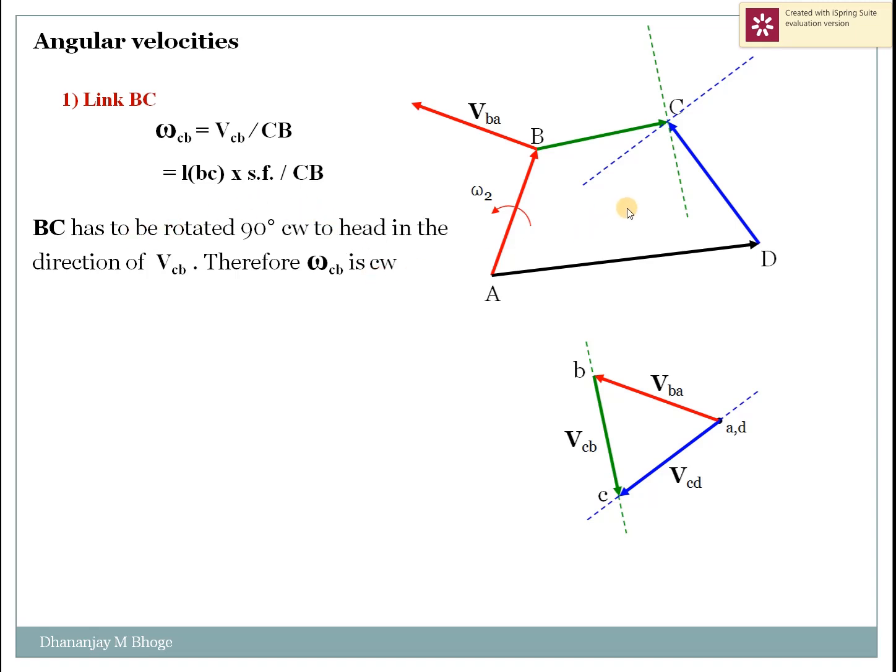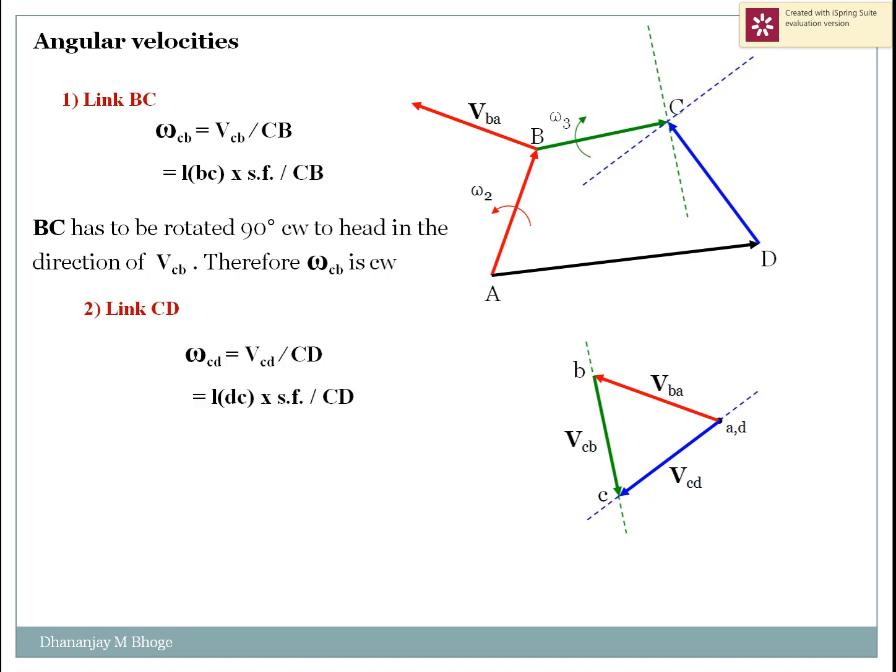Now what about its direction? You can see VCB is pointing downwards. That is, the velocity of C relative to B is downwards. That means link BC is rotating in the clockwise direction. That is, C is rotating in the clockwise direction about B. Or in other words, you have to rotate this position vector BC 90 degrees clockwise to head in the direction of VCB. So therefore omega CB is clockwise.